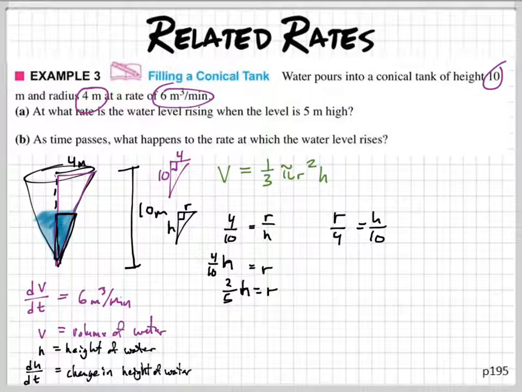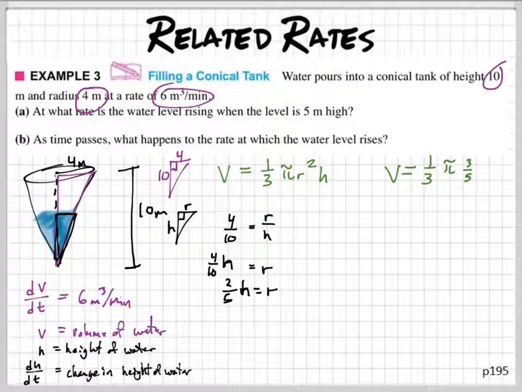So I have V, the volume of the water, equals 1/3 times pi. Look at pi like it's a constant there. And then for the r we're going to plug in 2/5 h.